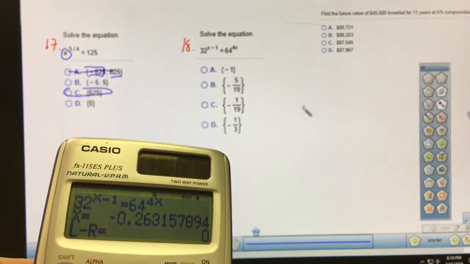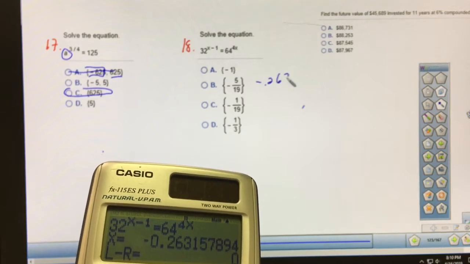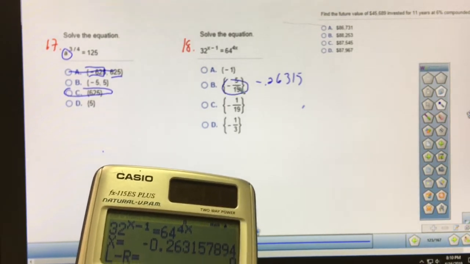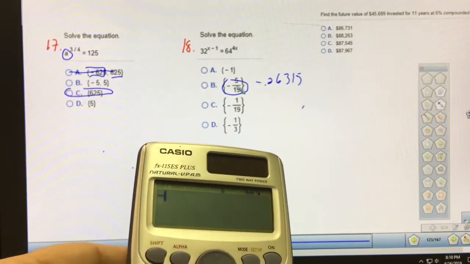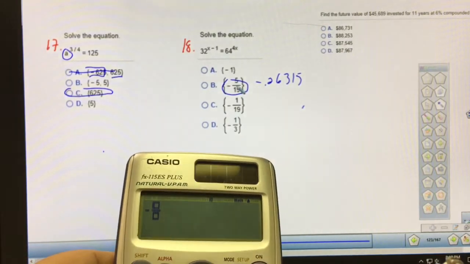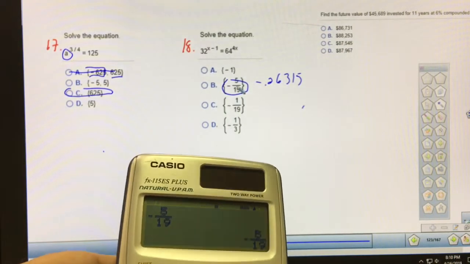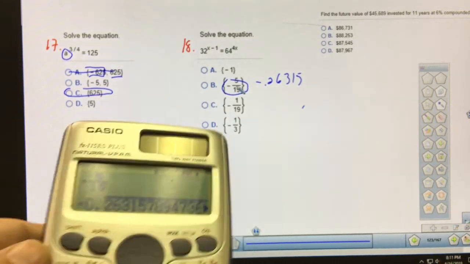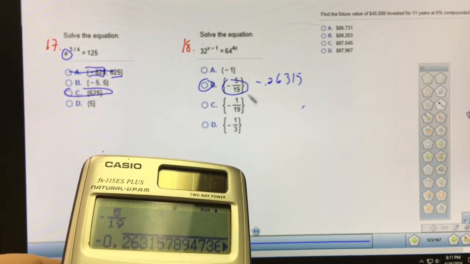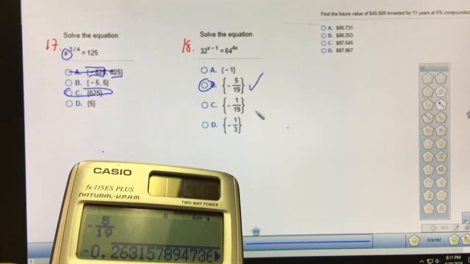I'm going to write down -2.26315. I'm going to type that in the calculator: -5/19, get the decimal equivalent. Ooh, that's it. So you can guess and test it using those choices when you do the guess part. So it would be -5/19.